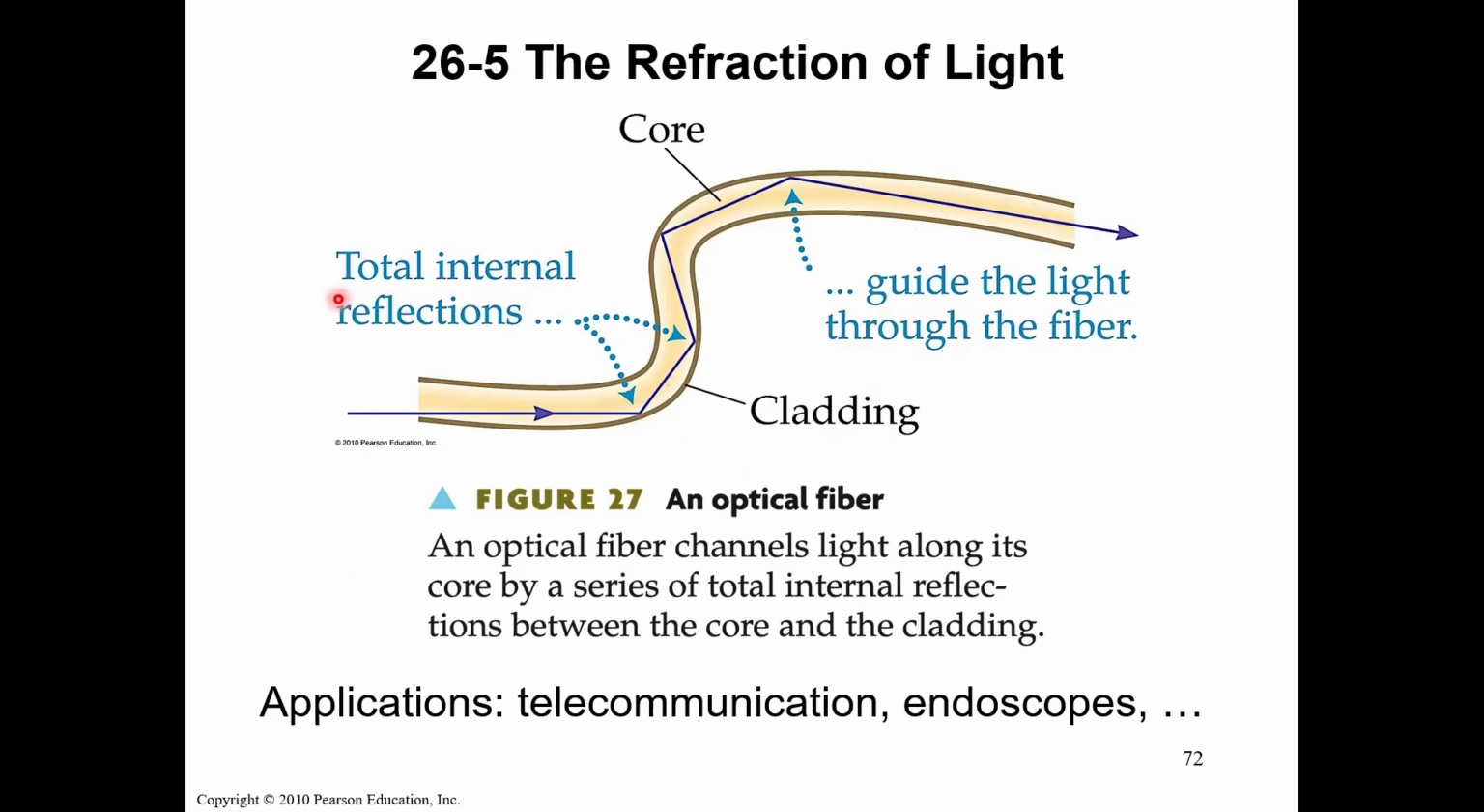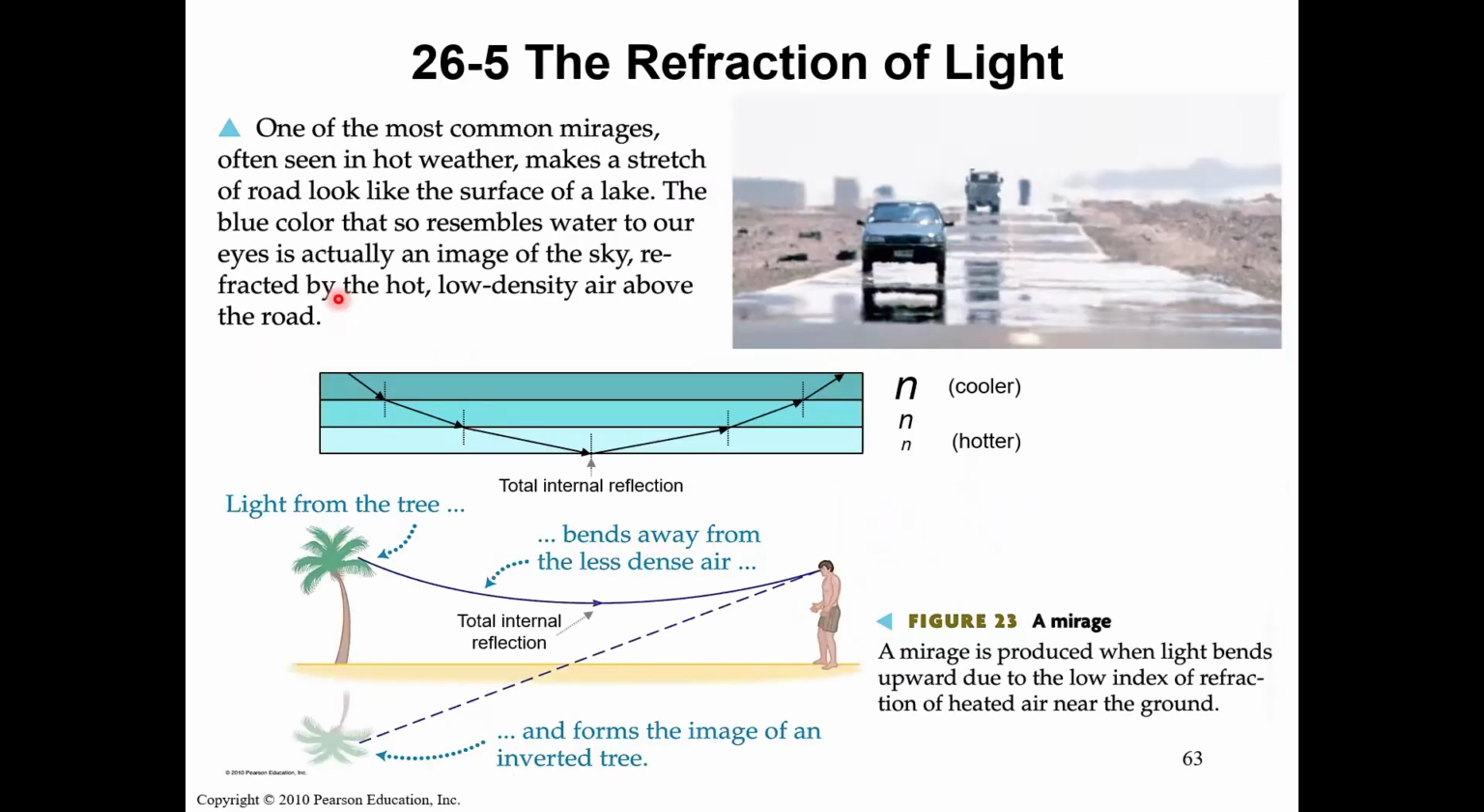Same thing happens in this mirage. In this mirage, again, there is a series of refractions, but at the interface, there is a total internal reflection, because light is going from a dense medium into a less dense medium. So there could be a total internal reflection here. And that helps the light ray go through this path and helps generate a mirage.